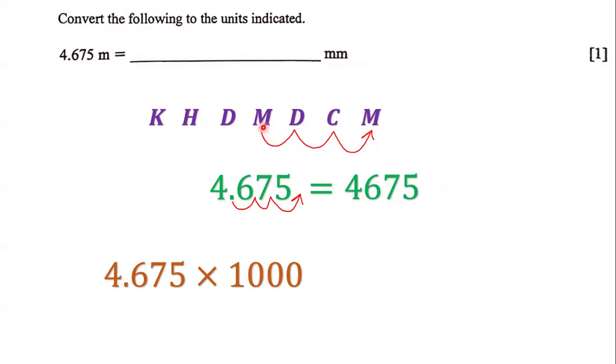Because we moved 3 times. Zero, very good. We moved 3 times. That's why we multiply by 1,000, because we literally moved 3 times.